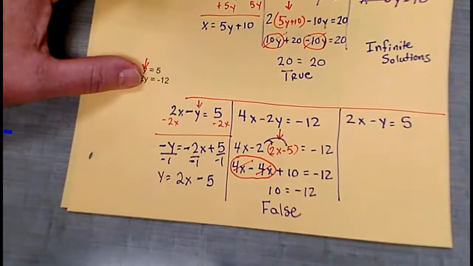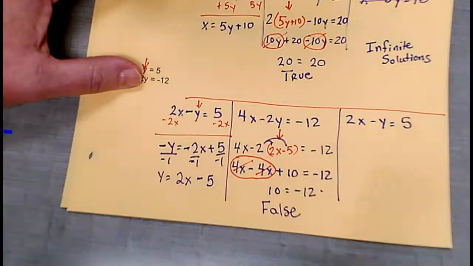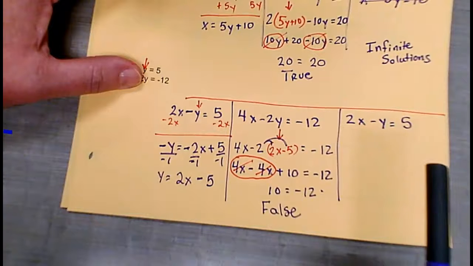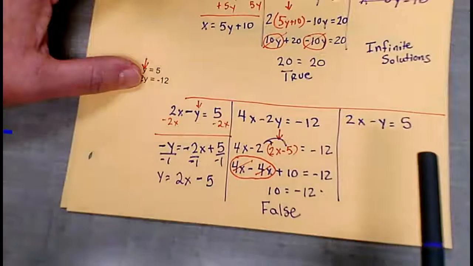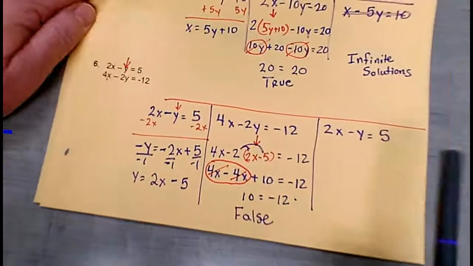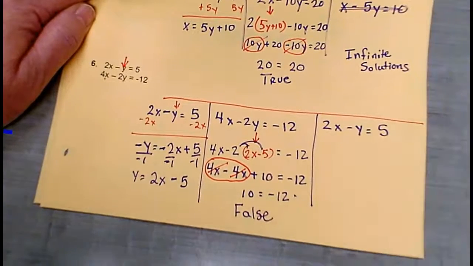If the variables cancel out and you have a false statement, what that's telling me is the lines were parallel. Do parallel lines cross? Do parallel lines have an intersection point? So what's the answer?